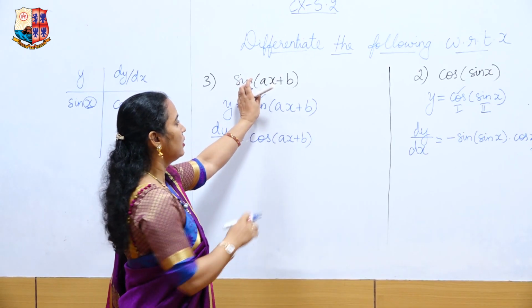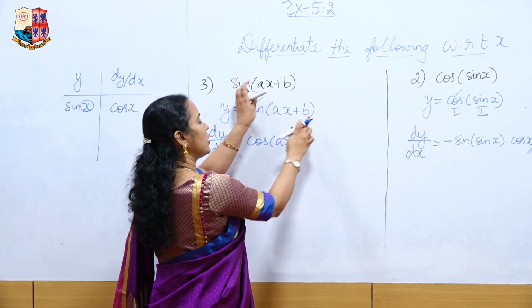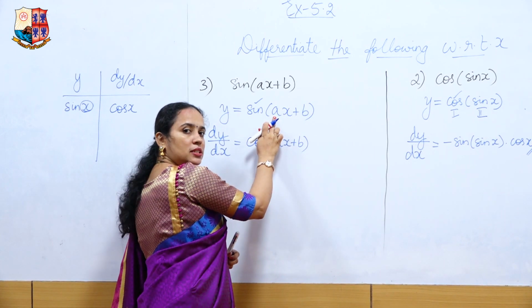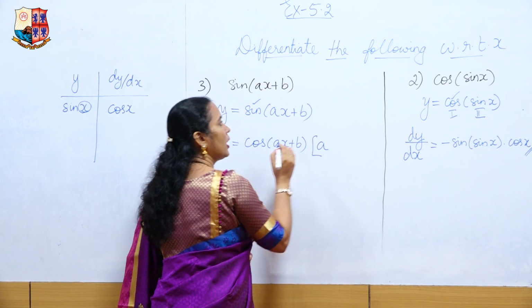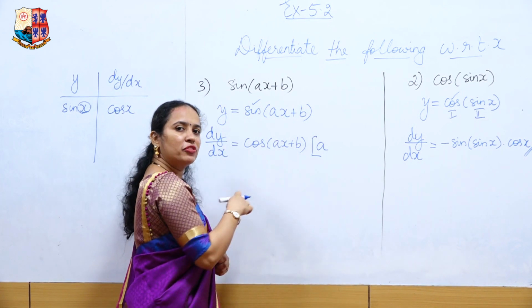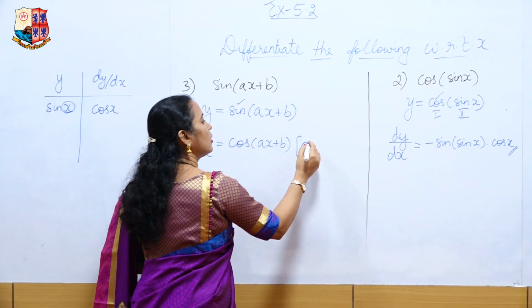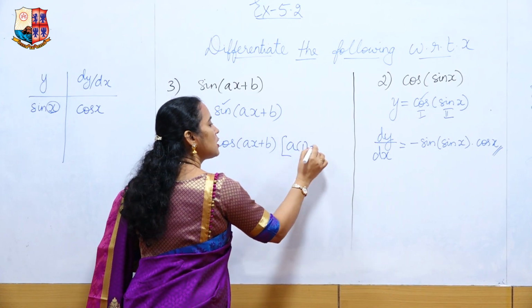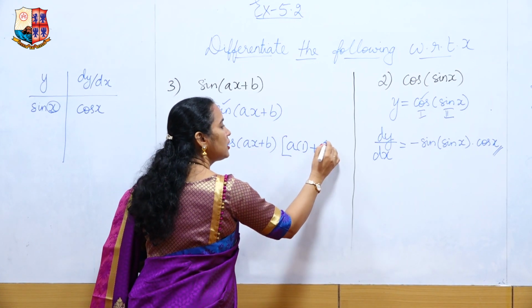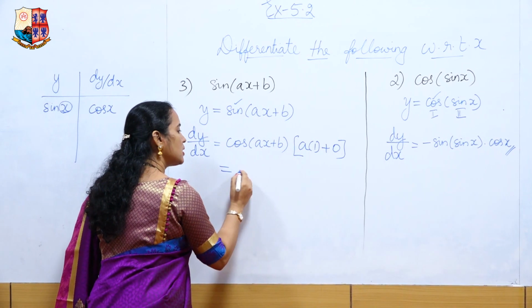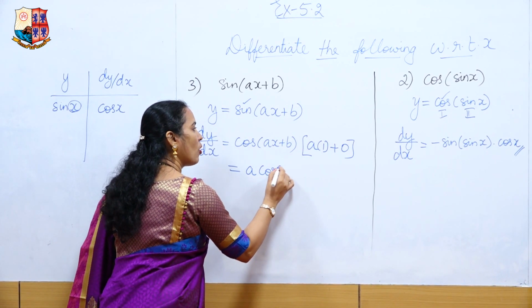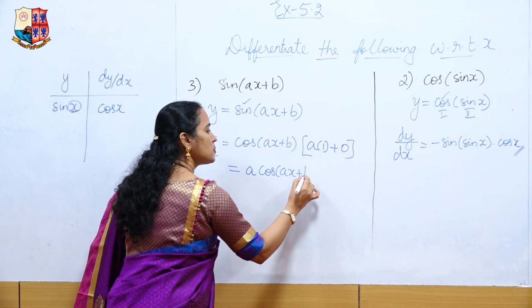So, done with sine. Now, you have ax plus b. Constant in multiplication will remain as it is. So, a will be as it is. X, when you differentiate, you will get 1, plus b, when you differentiate, 0. So, your answer will be a into 1 is a cos of ax plus b.